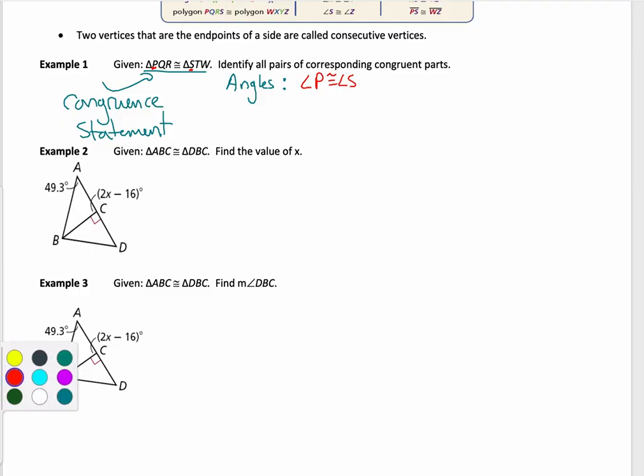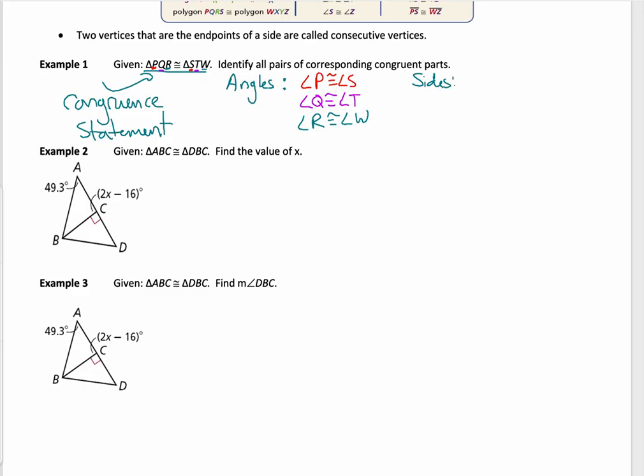And then I might say, okay, the second letter is Q, and the second letter is T, so that tells me angle Q is congruent to angle T. And then I look at the last letter, of course, and I get that angle R is congruent to angle W. And that's my first set of figures, the angles. Okay? Then I can look at the sides.